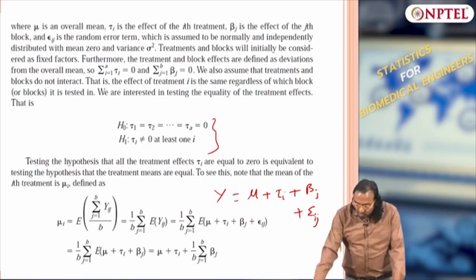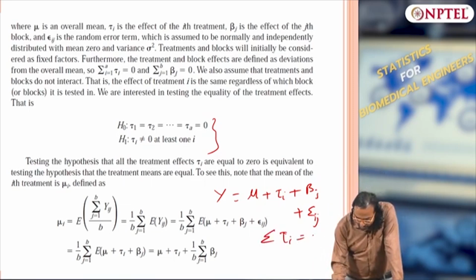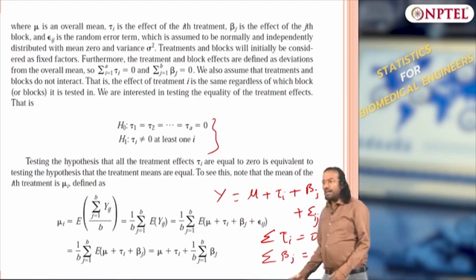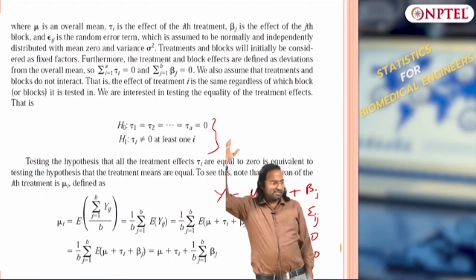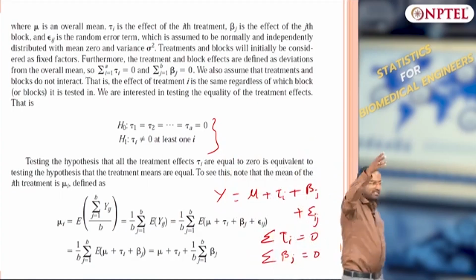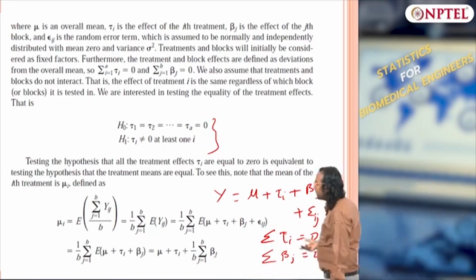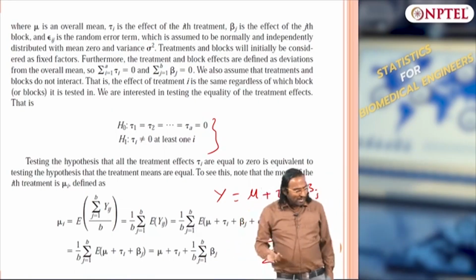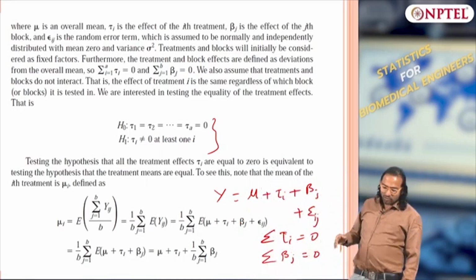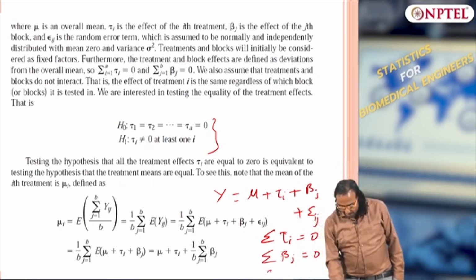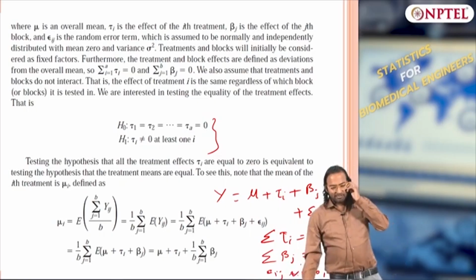The way I define the model, two constraints come into the picture: summation tau i should be equal to 0 and summation beta j should also be equal to 0, because the way I have defined the model itself is mean plus variations, and obviously the mean is the center point. So the overall variations around it should be equal to 0, so that the mean comes out. And what we assume about noise is the same: epsilon ij is IID, zero mean, sigma squared, normal. So epsilon ij is normal 0 comma sigma squared.